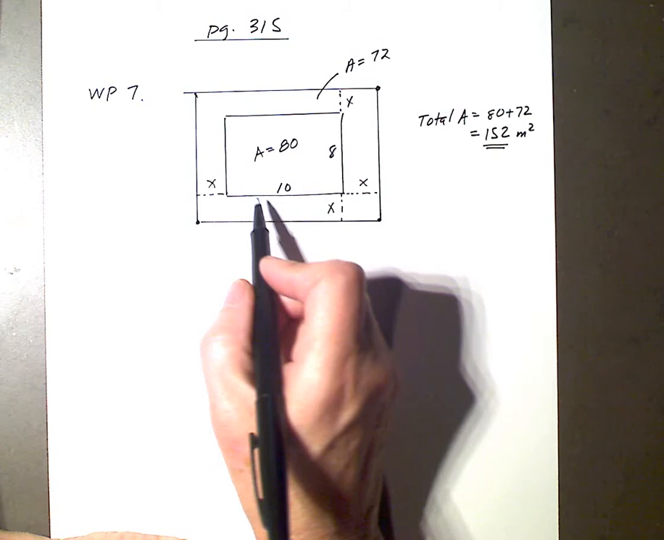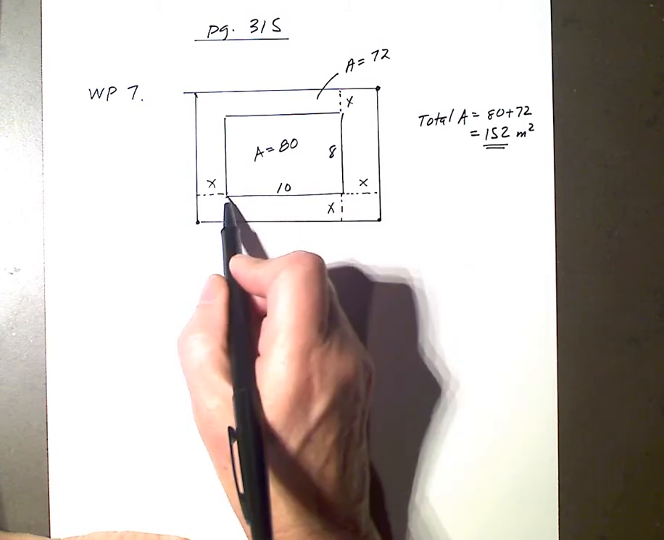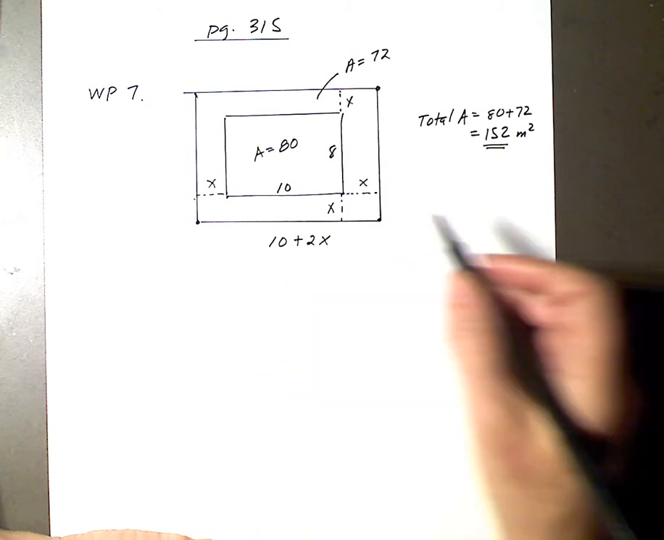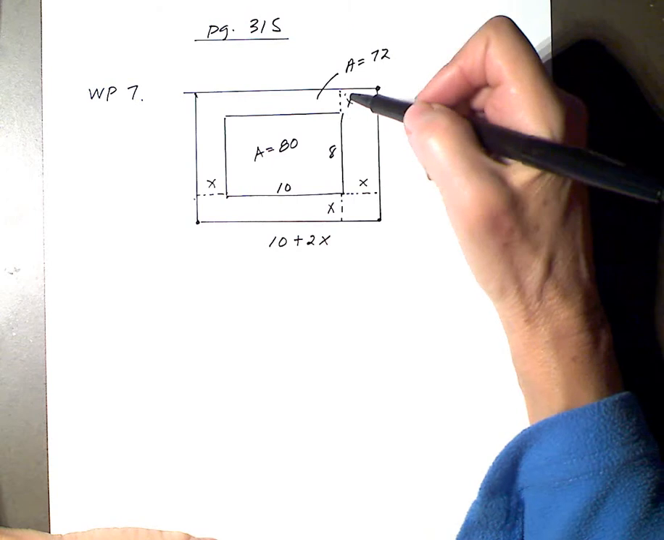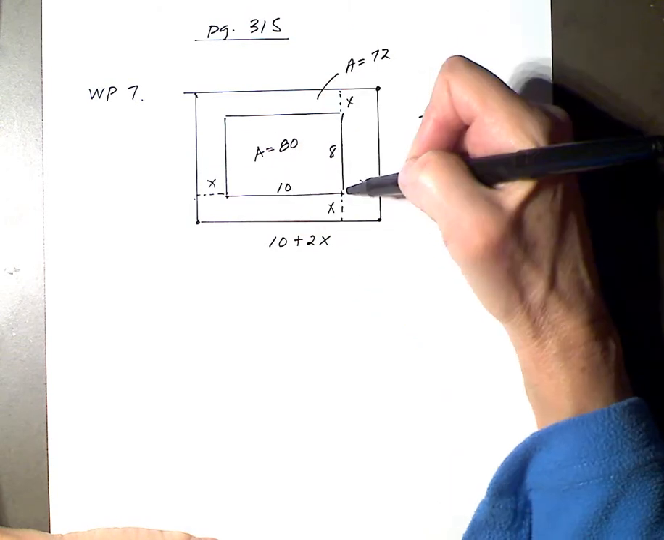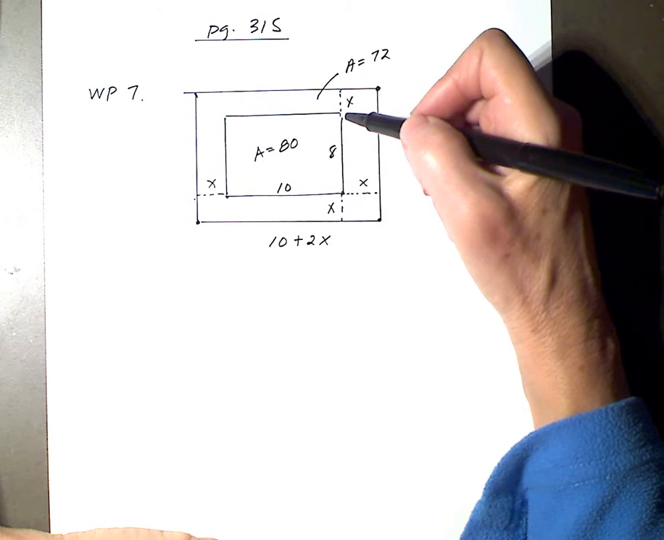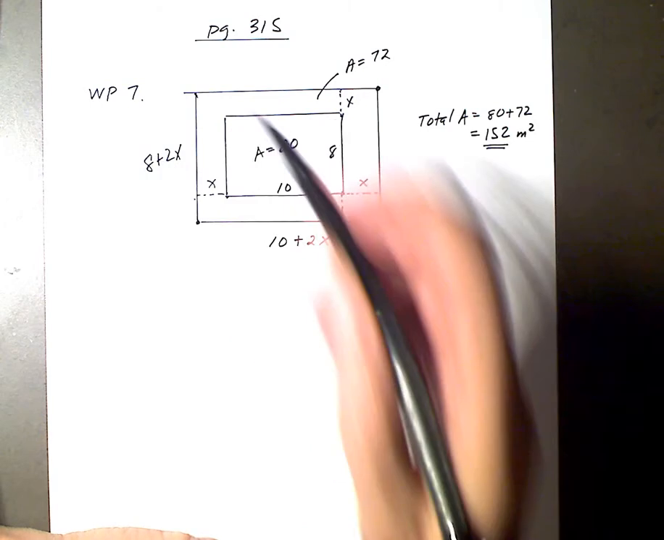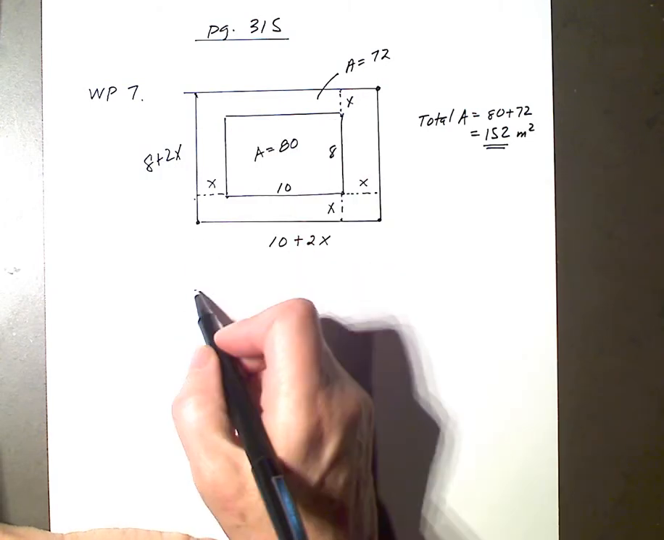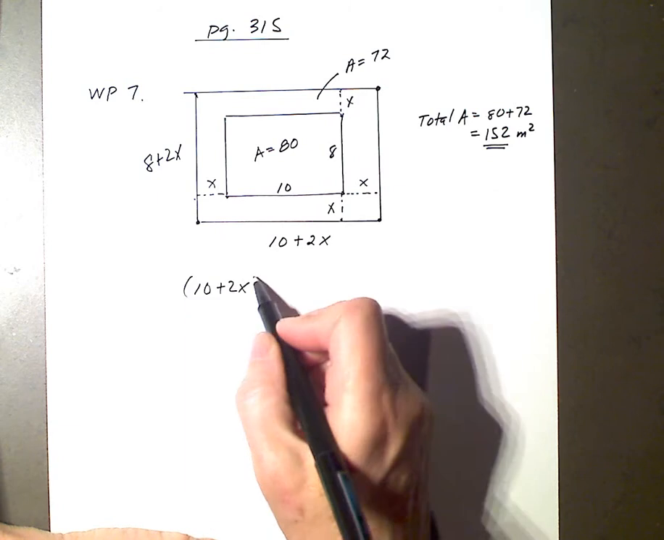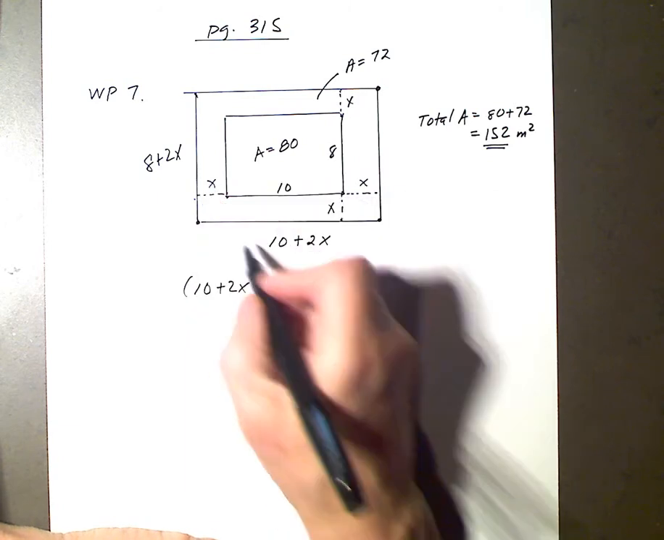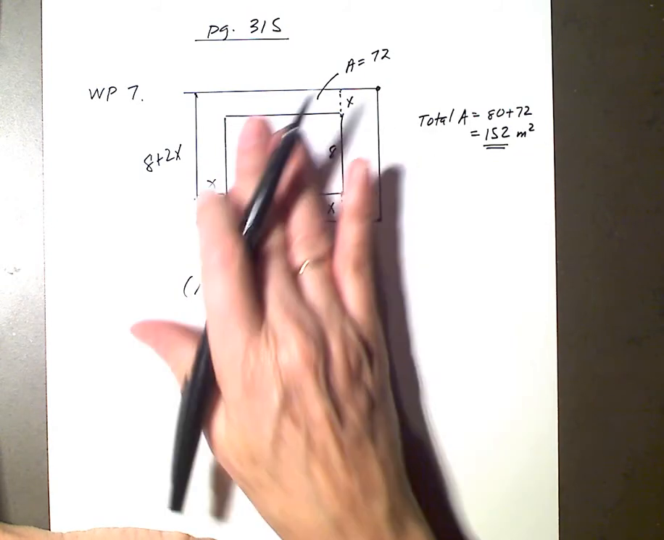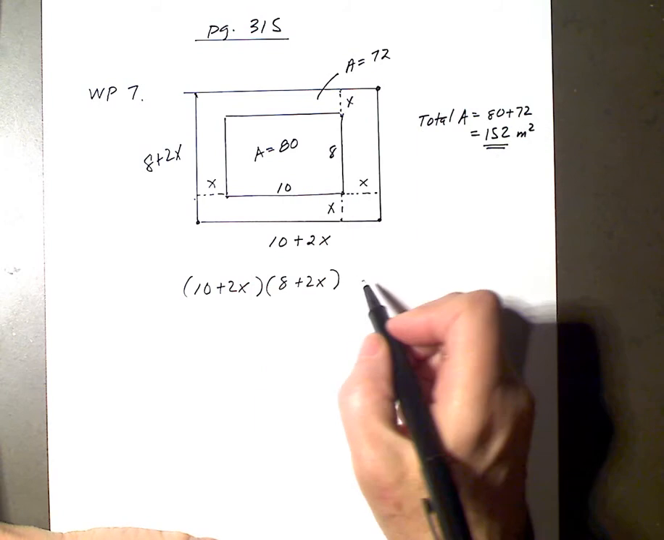So across here, if this length of the pool is 10, and I've got x meters of walkway on either side, then this outside dimension is 10 plus 2x. And on this one, if it's 8 from here to here, and I've got x going this way and x going this way, then this dimension is 8 plus 2x. So there's my equation. The length of 10 plus 2x times the width of the whole outer deck of 8 plus 2x should be equal to the total interior area that includes the walkway and the pool of 152 square meters.